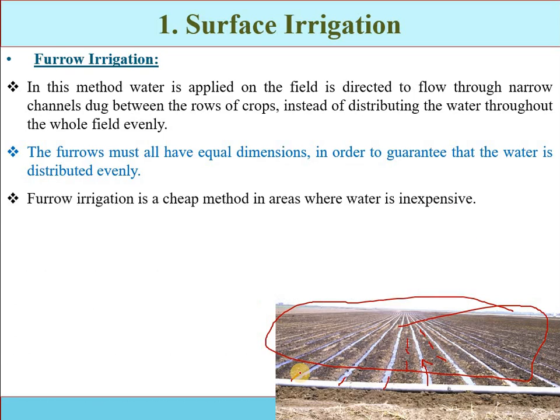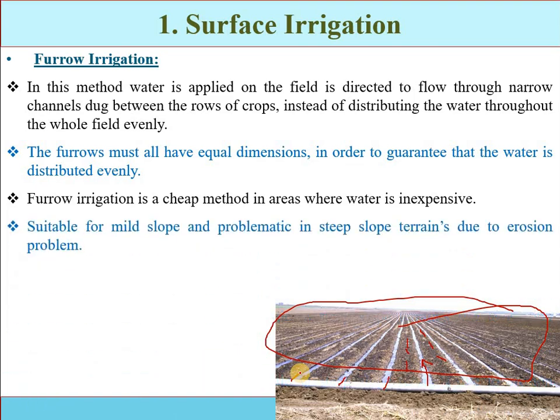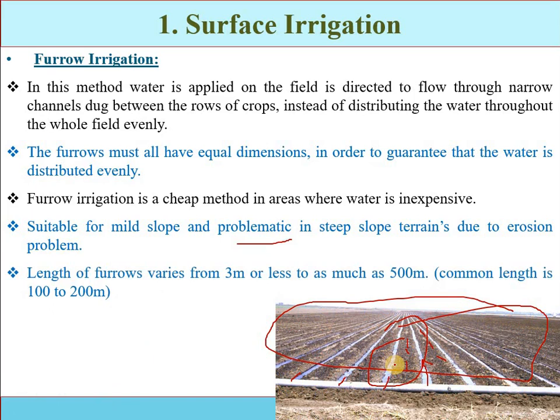Furrow irrigation is a cheap method in an area where water is inexpensive. Again, furrow irrigation is a type of surface irrigation. So this system will be adopted when the water is inexpensively, easily and abundantly available. Furrow irrigation is suitable for mild slope, as we have discussed. If the slope is steep, then this method will be problematic, because the upstream area will be eroded, or the water will be quickly moved into the downstream area. So here no proper amount of water will be available for infiltration.